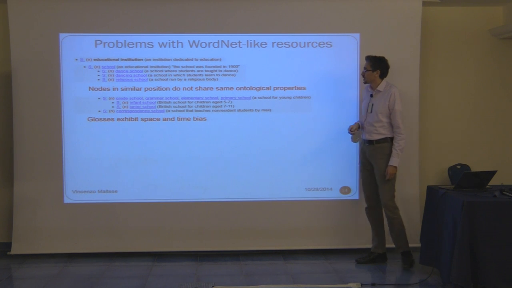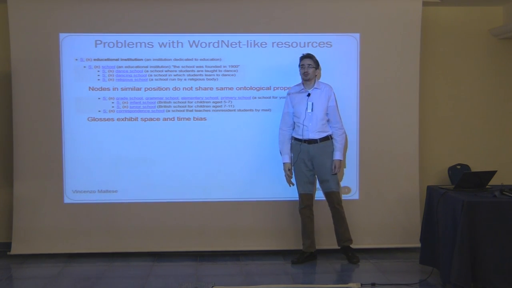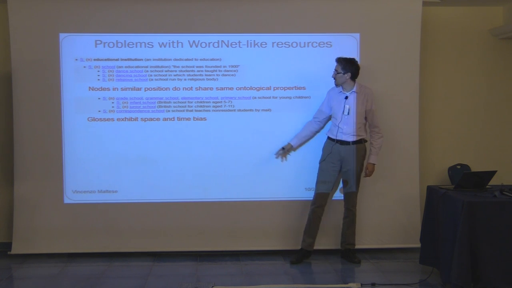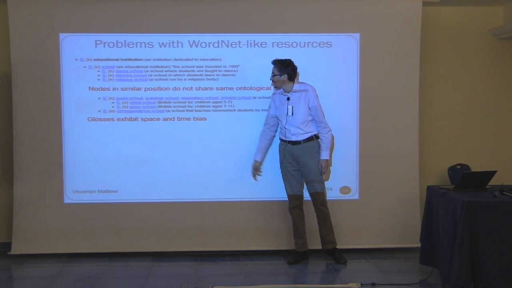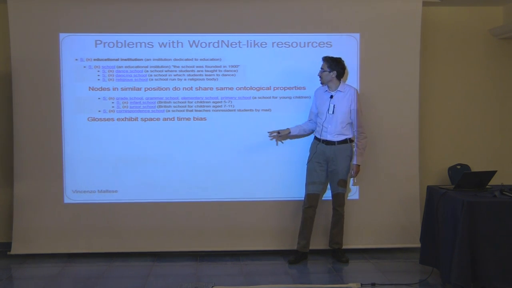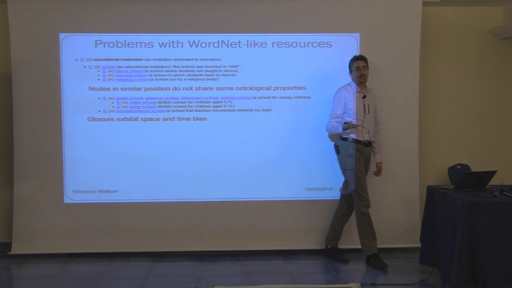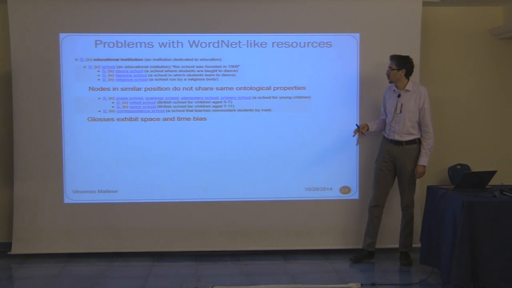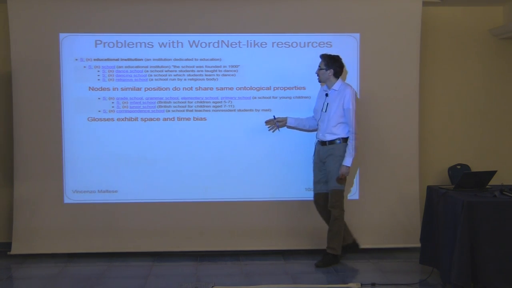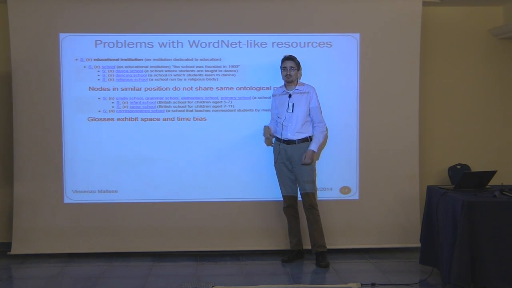Other limitations. So there is a lot of bias towards the British and US world. So for instance, here, infant school is defined as a British school for children which are aged exactly in this range. So we really believe that there is a lot of space, what we call space and time bias. So definitions should be given in a way in which you don't refer to specific numbers.